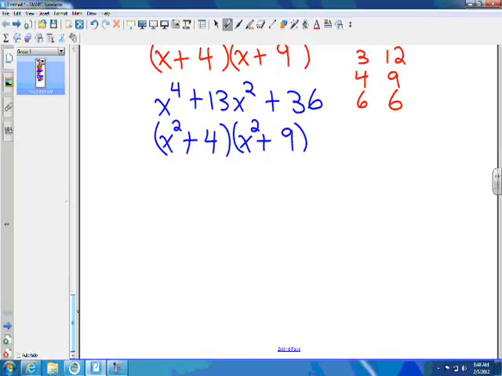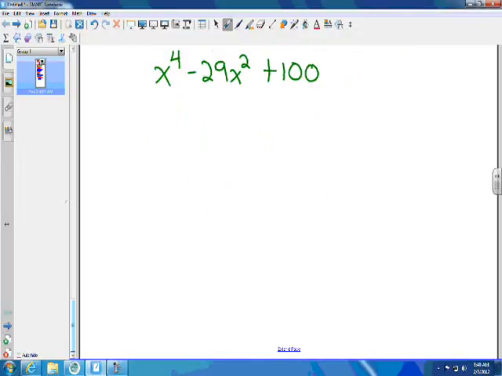x to the 4th minus 29x squared plus 100. So is there a common term? x squared. Not a common term. You jumped ahead. Not a common term.